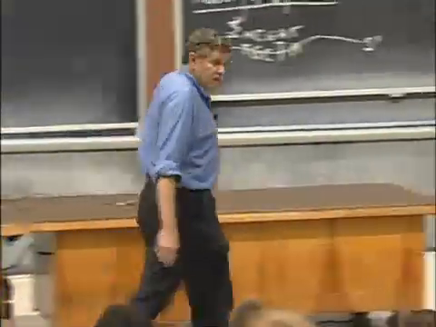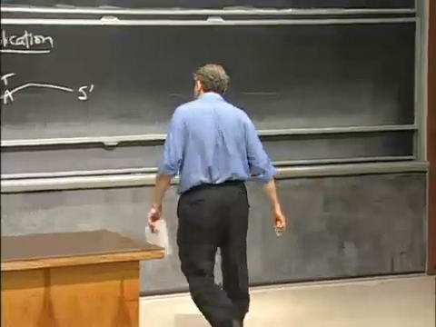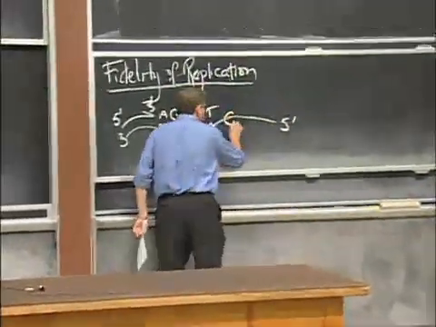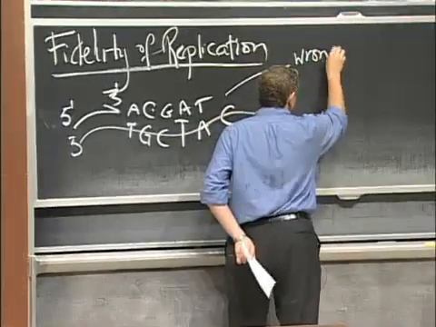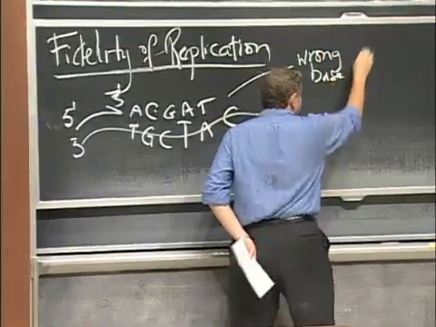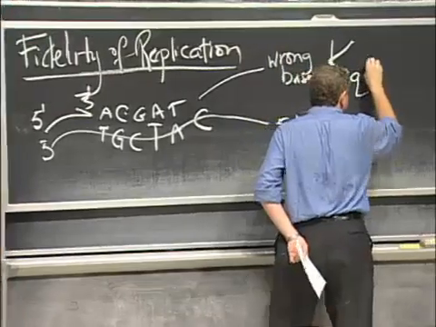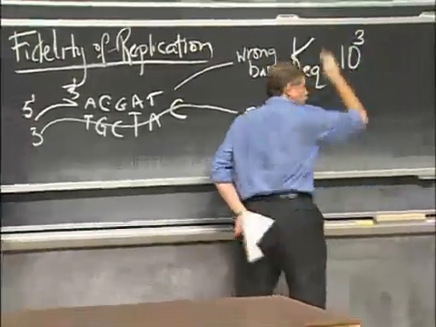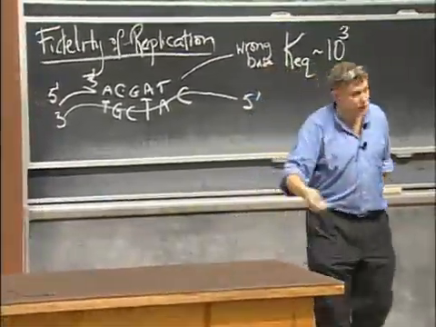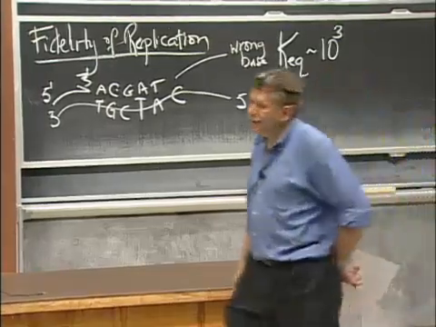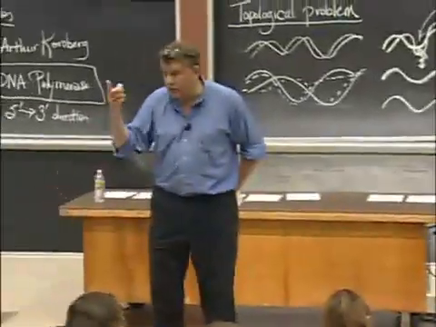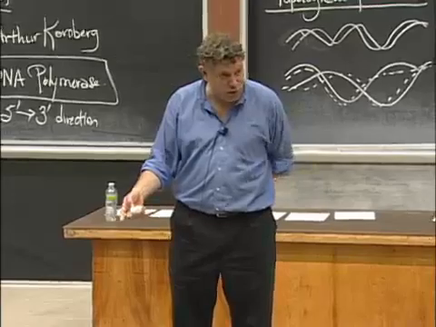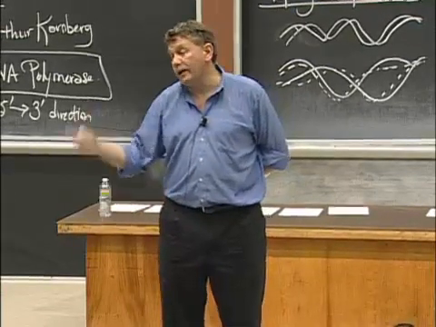It turns out that there is an equilibrium constant for putting in the wrong base. And that K equilibrium is about 10 to the third for the right base, 10 to the minus third for the wrong base. Thank goodness. It's only 1 time in 1,000 does it put in the wrong base. That's what that has to mean, right? If it's 1,000 times less favored energetically, it means you only make a mistake 1 letter in 1,000.